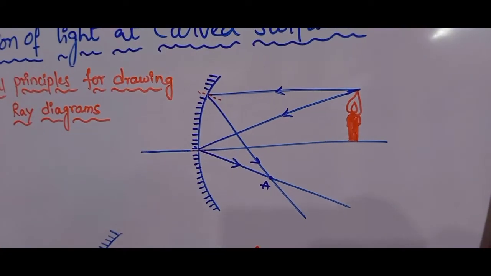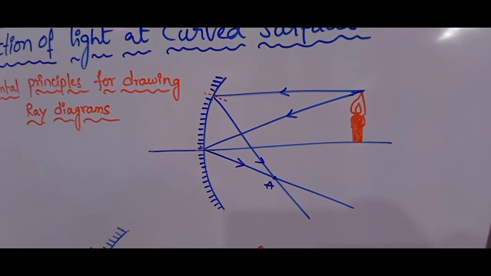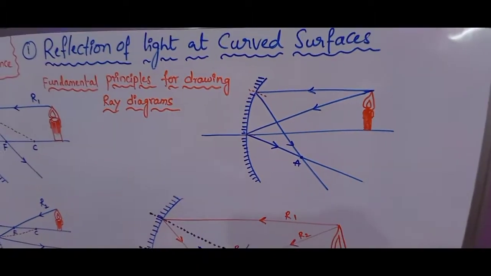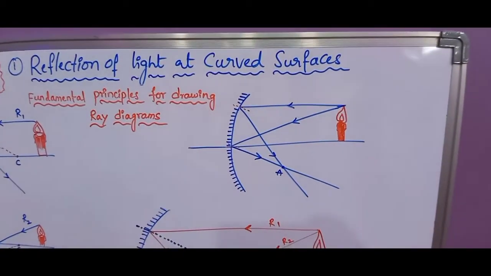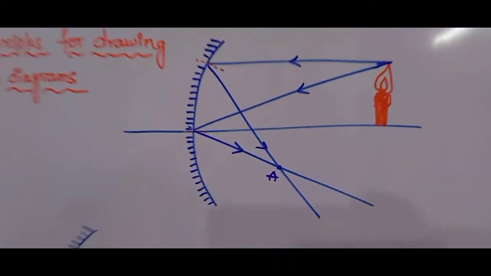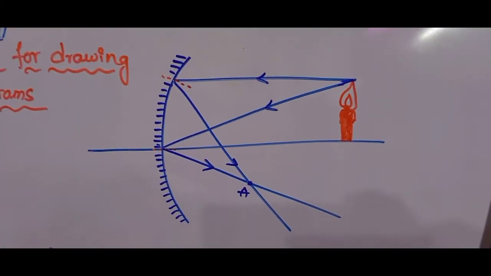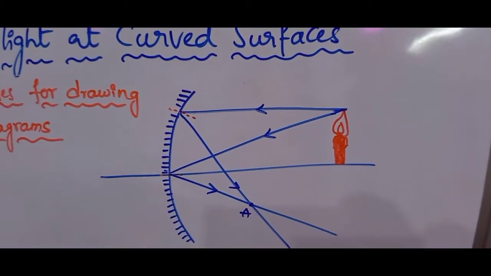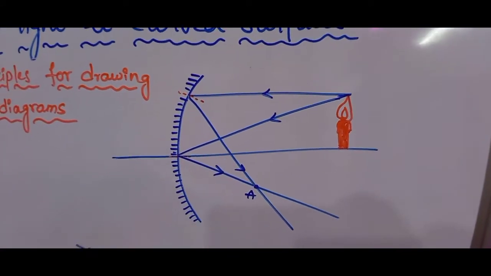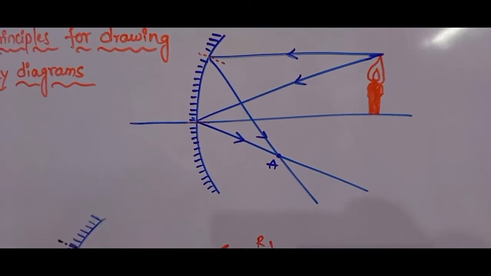In this particular picture, I have shown you a candle, that is an object. Candle is placed in front of the concave mirror, and then assume a candle is placed in front of a concave mirror on its principal axis. The horizontal line here represents the principal axis. Here, observe the two light rays in the figure started from the tip of the flame, and the reflected rays of these two rays meet at a point A.